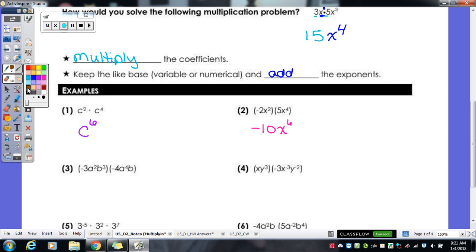Three, multiply your coefficients first. Negative 3 times negative 4 would give us a positive 12. And then let's look at the a's. A squared times a to the 4th would give us a to the 6th. And then b to the 3rd times b to the 1st gives us b to the 4th. So deal with the a's, deal with the b's.